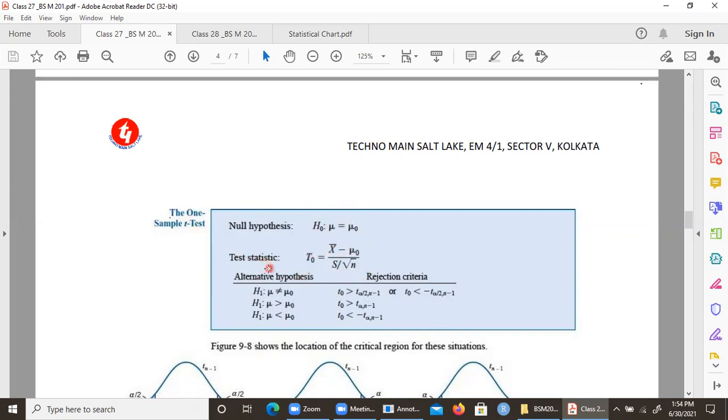This formula is called the test statistic. Any sample measurement is called a statistic. And the alternative hypothesis can be of several types. If your alternative hypothesis is two-sided, we will draw our conclusion on the basis of these values. If it is one-sided upper tail, we will bring the conclusion from this. If it is one-sided lower tail, we will bring the conclusion on the basis of that.